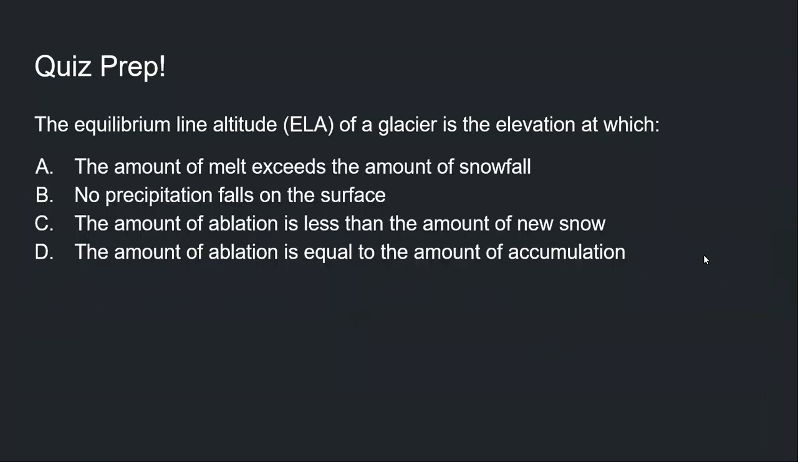So, small quiz prep. The ELA of a glacier is the elevation at which the amount of melt exceeds the amount of snowfall. That's wrong. There is no precipitation that falls on the surface. That's also wrong. Where the amount of ablation is less than the amount of new snow. That is also wrong. And the right answer is answer D, where the amount of ablation is equal to the amount of accumulation.